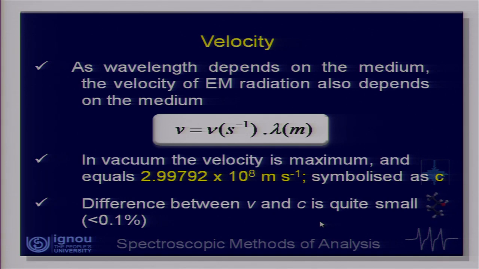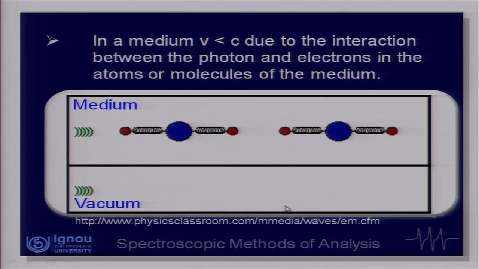The typical difference between the velocity in a given medium and that in the vacuum is very, very small. It is less than about 0.1%. But let us see the reason for that difference to be there. Look at this animation.